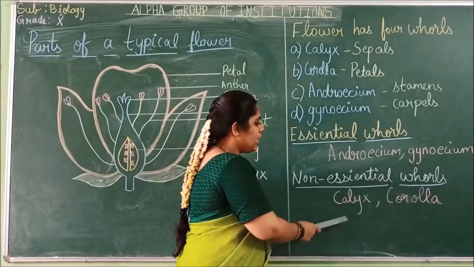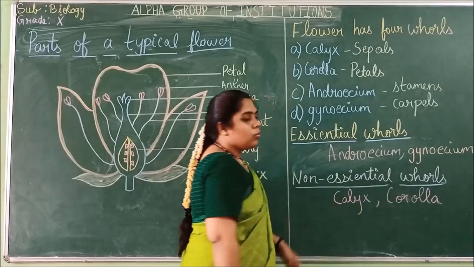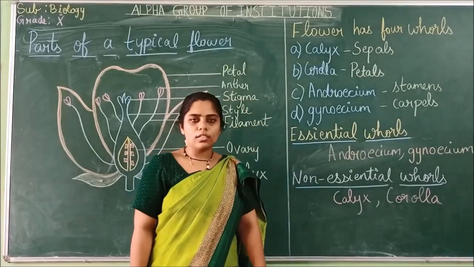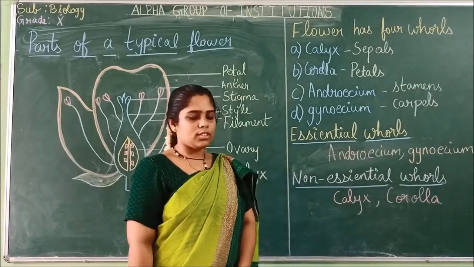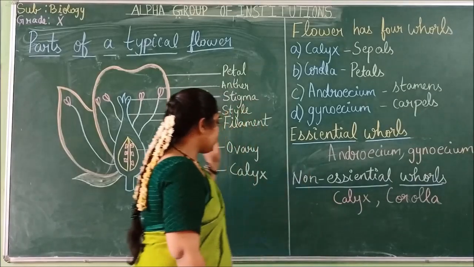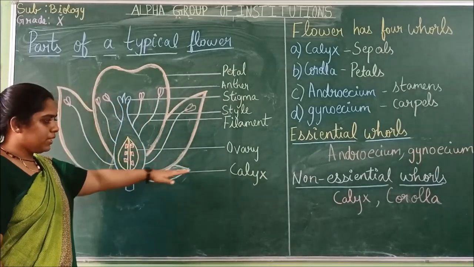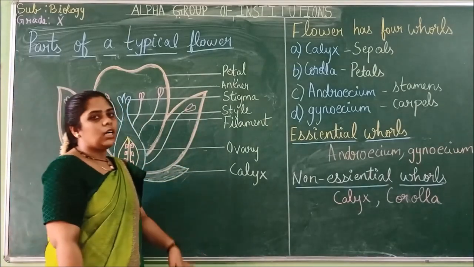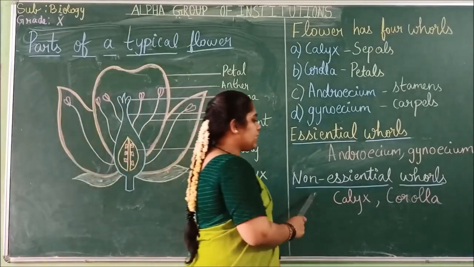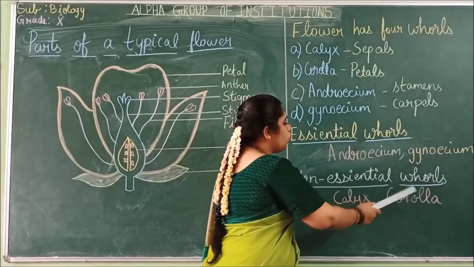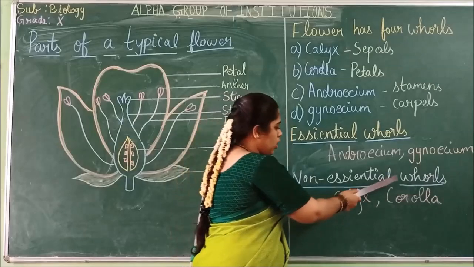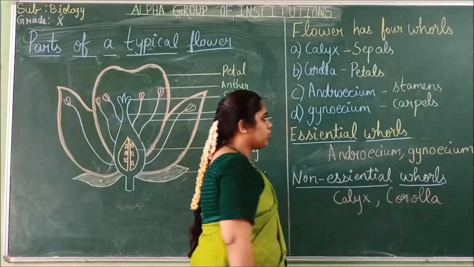Non-essential whorls are calyx and corolla. Why? Because they do not take part in the reproduction. They are simply present for the outer appearance alone. The petals and the sepals, the calyx, are present for outer appearance. So they are the non-essential whorls, calyx and corolla.